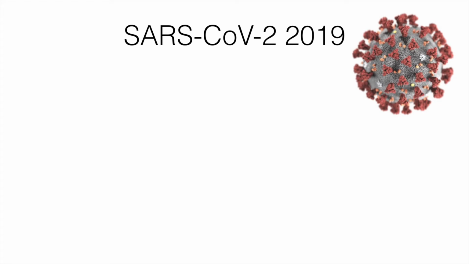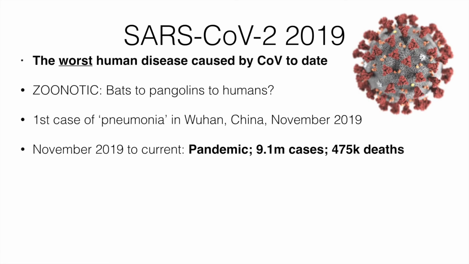So let's now talk about SARS-CoV-2, or coronavirus 2. I do want to point out that it was called SARS-CoV-2 because of the similarity that it has with the SARS coronavirus. However, to keep everything simple, it has since been named COVID-19, which is just an acronym for Coronavirus Disease 2019. To date, it is now the worst human disease caused by a coronavirus.